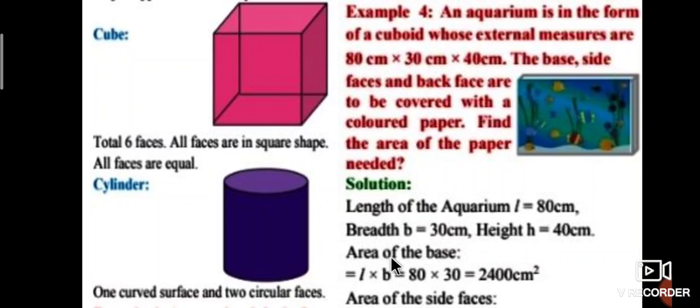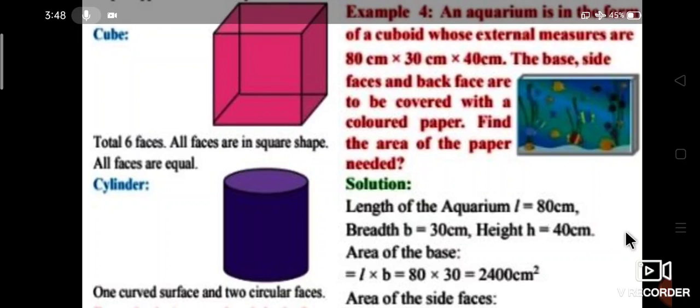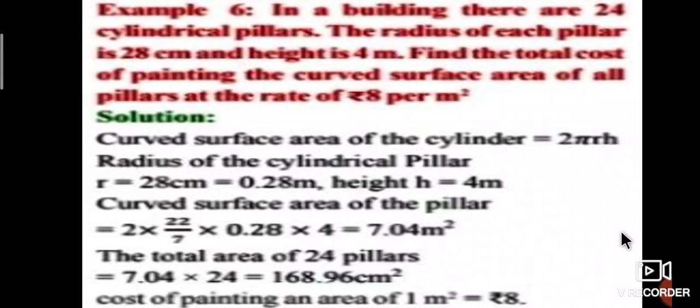Therefore, here consider the area of the base. Area of the base is equal to length into breadth, that is equal to 80 into 30, that is equal to 8 3s are 24 into 2 zeros, that is equal to 2400 centimeter square. Next, area of the side face.